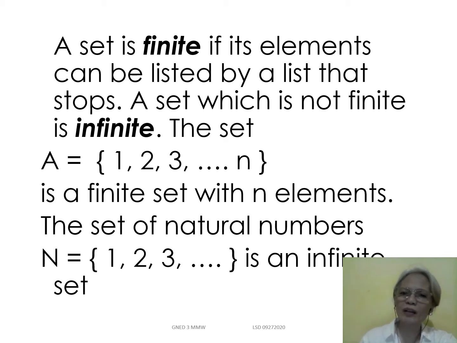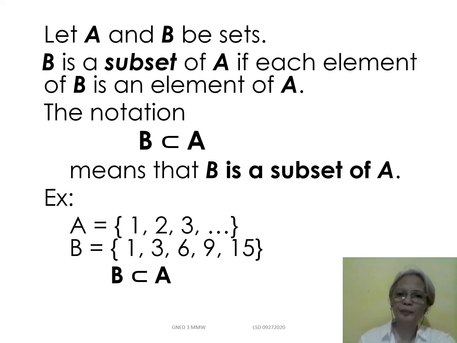If we cannot determine the cardinality, then that set is said to be an infinite set, like the set of natural numbers, because we do not know when the elements would end. What is the last element, I should say. We do not know when n would stop, so the set of natural numbers is an infinite set.